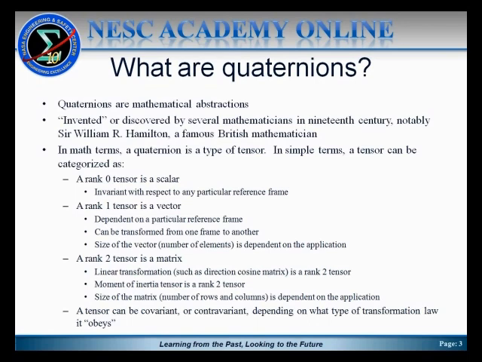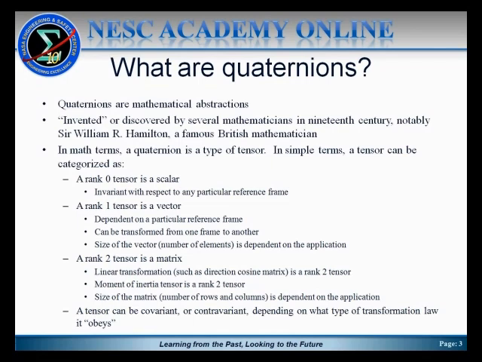Quaternions were originally invented, or discovered if you will, by several mathematicians in the 19th century, pretty much about the same time, independently. And notably, one of the ones whose name is often associated with Quaternions is Sir William R. Hamilton, a famous British mathematician who had many contributions in mathematics and engineering.